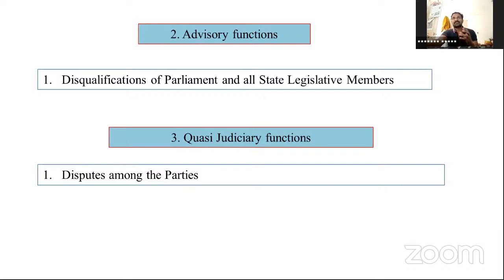Which is the judiciary organization in India? Supreme Court or High Court and other courts. These judiciary functions are done by the Supreme Court. It is a supreme power. But here, I am saying quasi judiciary functions. That is partial, minimum. It advises and solves the problems among the political parties. Yes. Next.